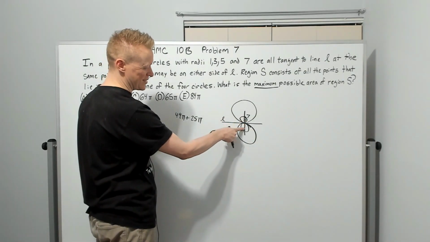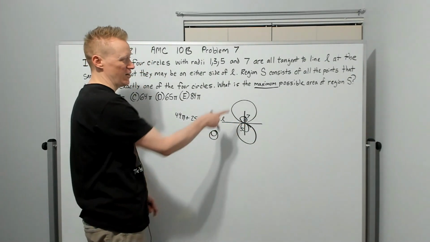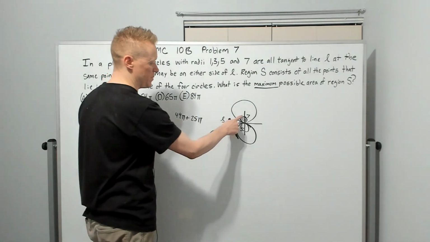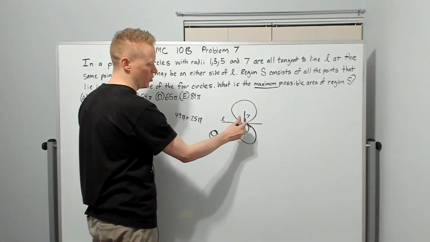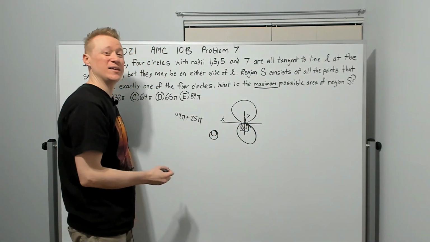Instead, if you fold this down, you don't actually lose any area for region S. So it's better not to put that one up there, or you can put them both up or both down. It doesn't really matter.